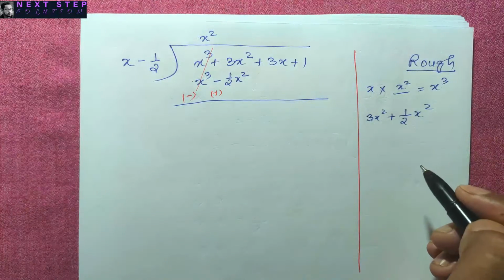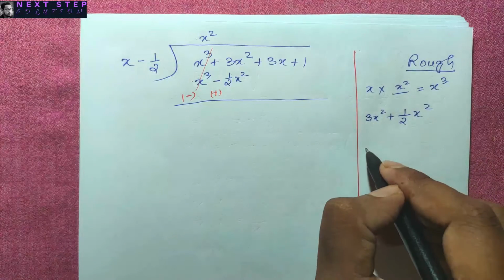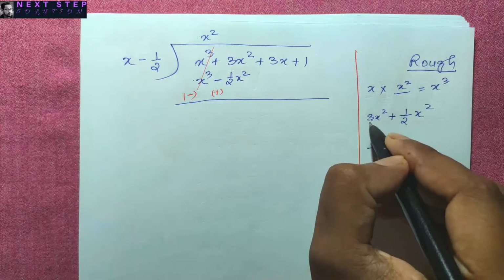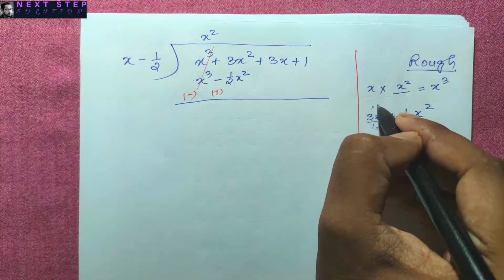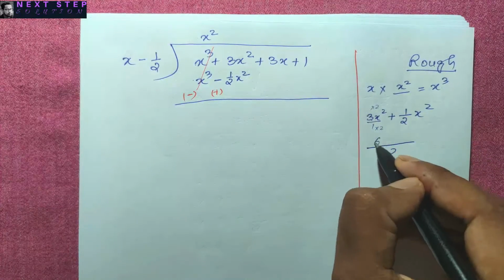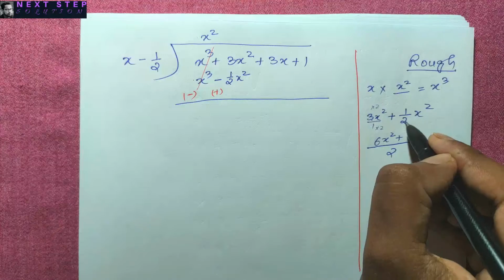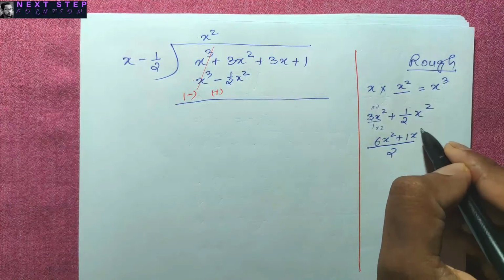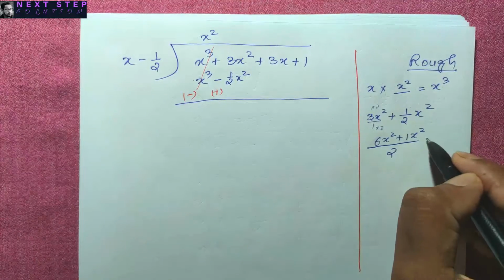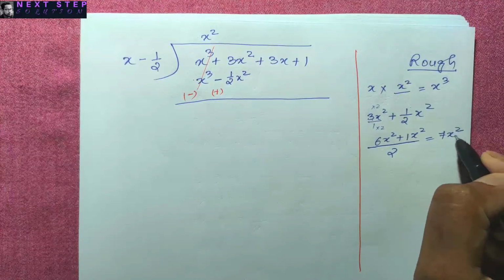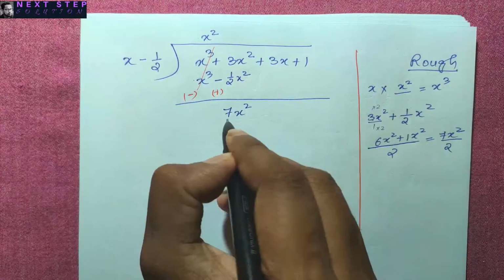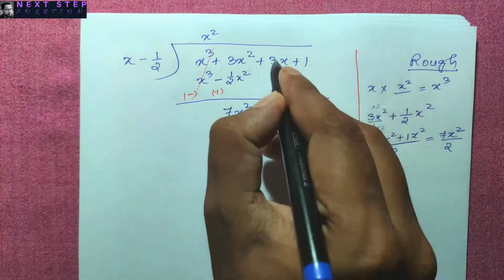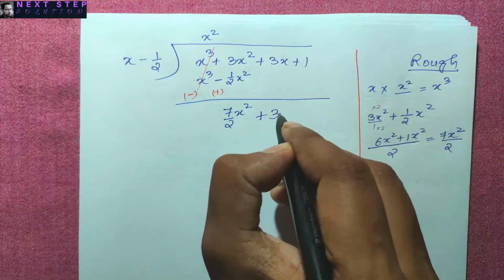In order to add two numbers with different denominators, we need to take LCM. LCM is 2. This was earlier 1 multiplied with 2 to make 2. Upside also we need to multiply 2. 3 2s are 6x square plus this didn't change, so this will also not change. We have 6x square plus 1x square. It becomes 7x square by 2. So here we have 7x square by 2 plus the remaining numbers, we just bring it as it is, 3x plus 1.